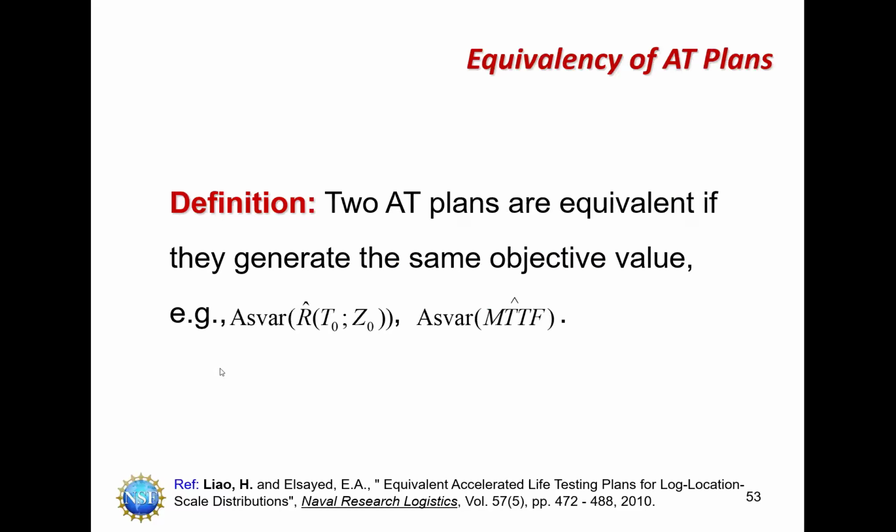So now, to deal with this problem, we actually had a NASA project. We wanted to investigate what is called the equivalency of accelerated testing. So here's the definition we came up with. Of course, more people may come up with different definitions. Two AT plans are equivalent if they generate the same objective function. For instance, both testing plans generate the same asymptotic variance for the reliability estimate at the normal use conditions, or the same asymptotic variance value for mean time to failure. This is the definition we came up with, but as I said, people may come up with different definitions.